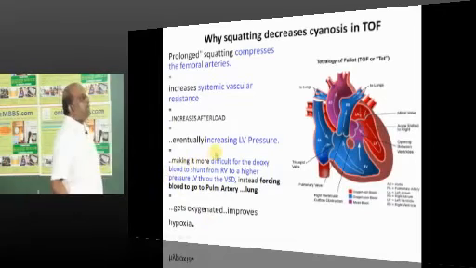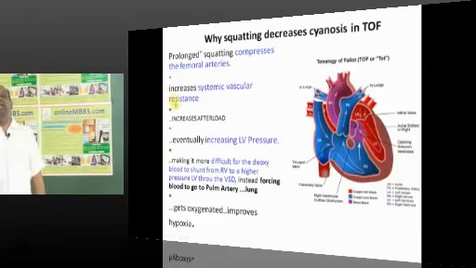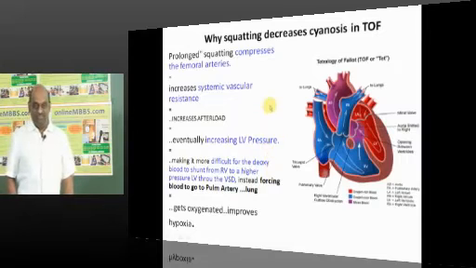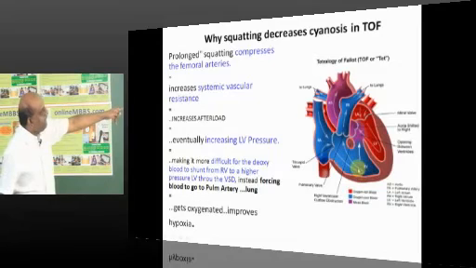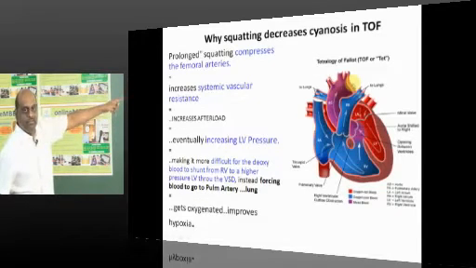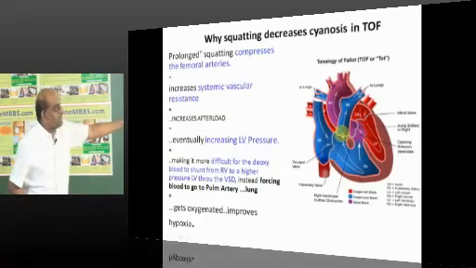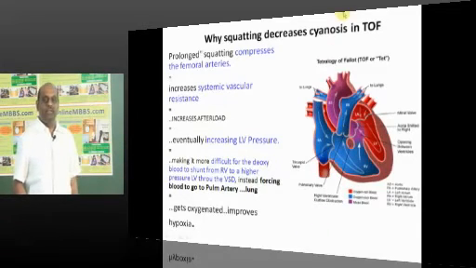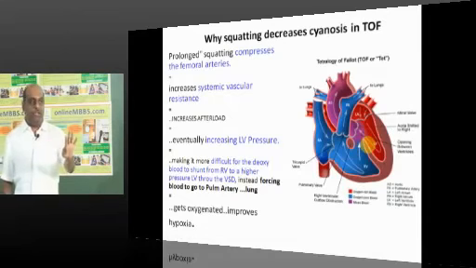Now comes a question. Why does squatting decrease the cyanosis of tetralogy of Fallot? Simple. First of all, why is cyanosis there in tetralogy of Fallot? You have one right ventricle and it is supposed to drain into the pulmonary artery, right? But what is the problem in draining into the pulmonary artery? There is a pulmonic stenosis, so it can't drain. So what are the other things in tetralogy of Fallot? Tetralogy of Fallot is a combination of 4 things.